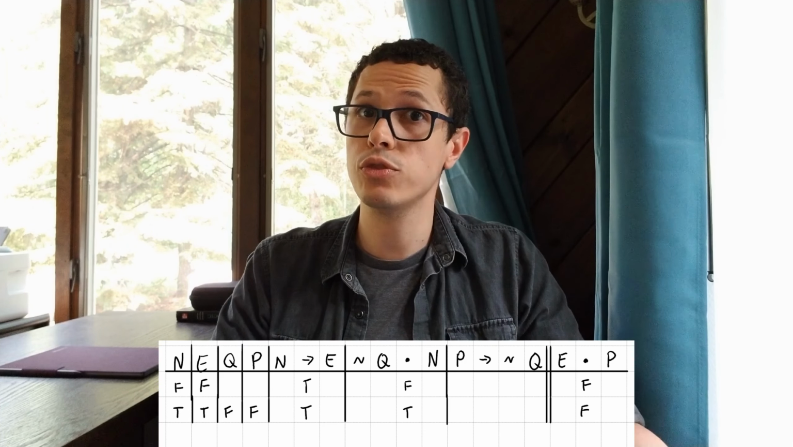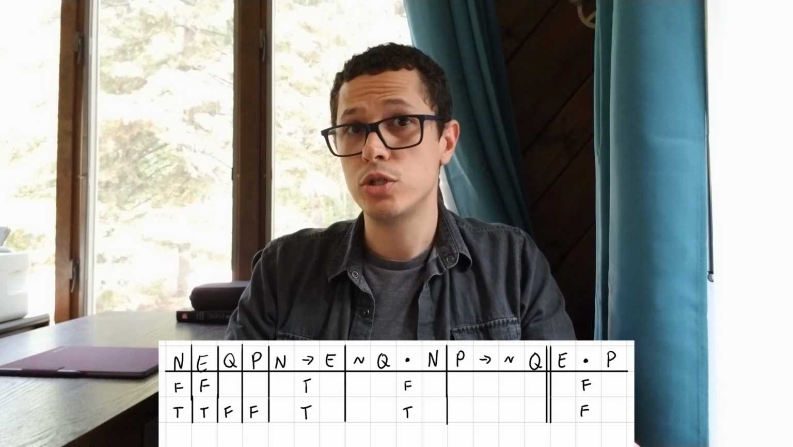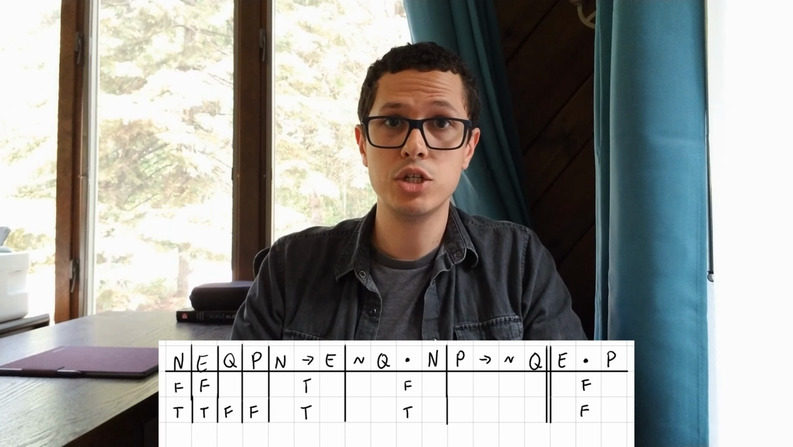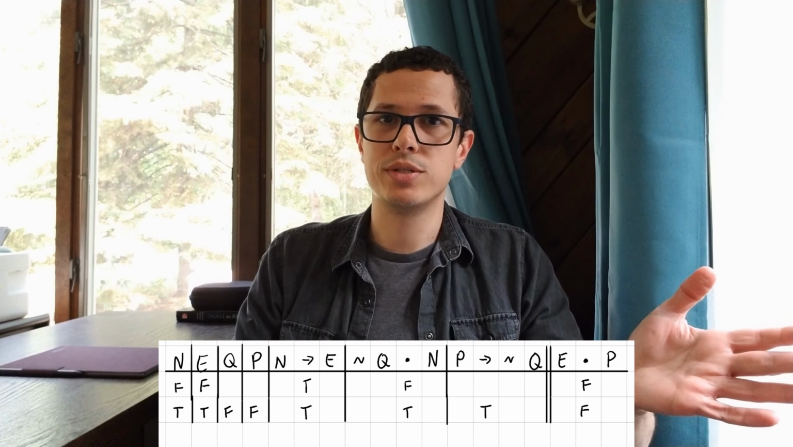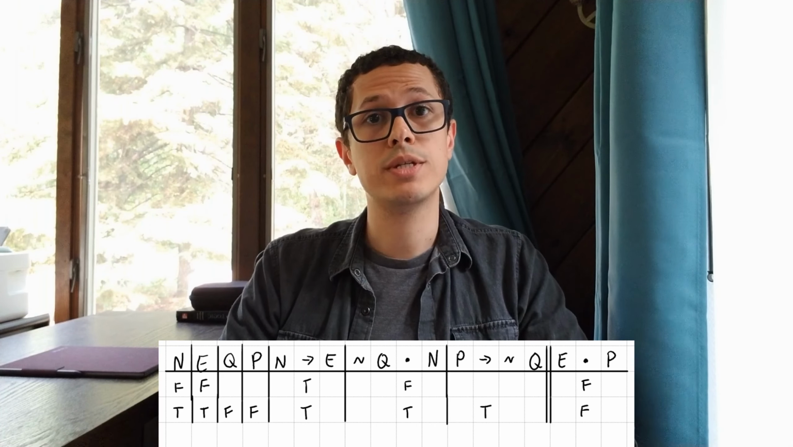Now we need to look at the third premise. And it looks like there's nothing for us to do here. P is already false, and any conditional with a false antecedent is going to turn out to be true. It doesn't really matter what Q is. And so we've shown that this argument is invalid.